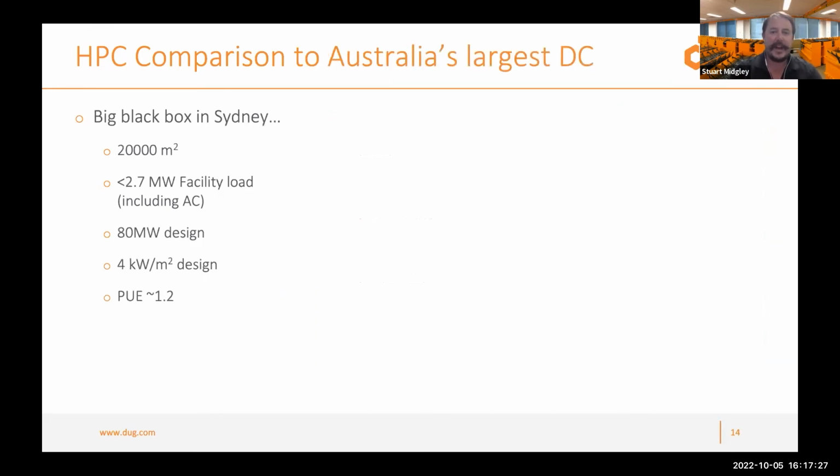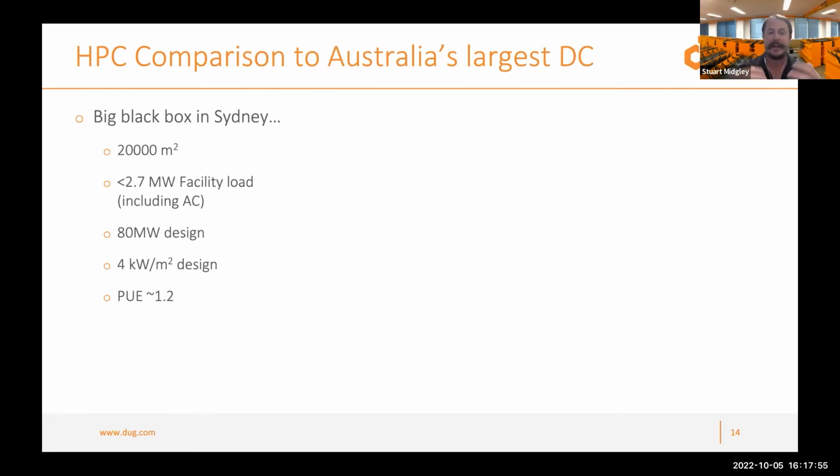Of course, I went and thought, well, what's the largest data center in Australia? And again, it's the same company, a big black box. They've got a 20,000 square meter facility in Sydney. And their total UPS is only 2.7 megawatts. They've got a design spec of 80 megawatts, which equates to about 4 kilowatts per square meter, but they're using way, way, way less than that. And they're doing it at a PUE of about 1.2.